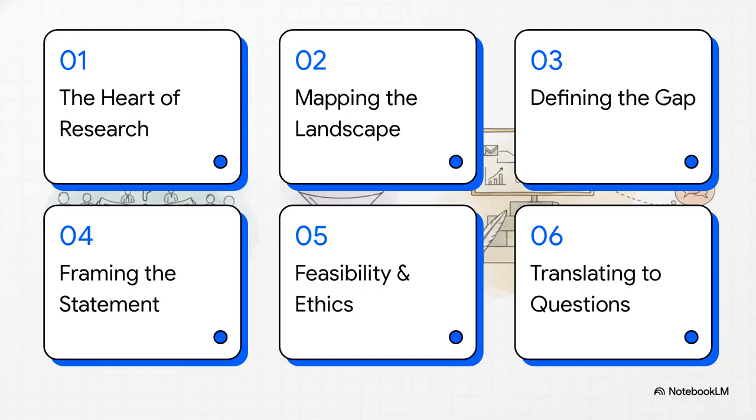So to make this incredibly straightforward for us today, we are going to follow an architect's blueprint for this explainer. First, we look at the heart of research. Second, mapping the landscape. Third, defining the gap. Then fourth, framing the statement. Fifth, feasibility and ethics. And finally, number 6, translating to questions.